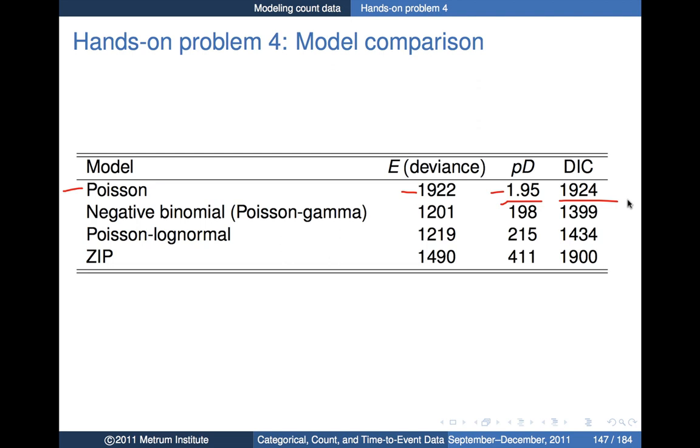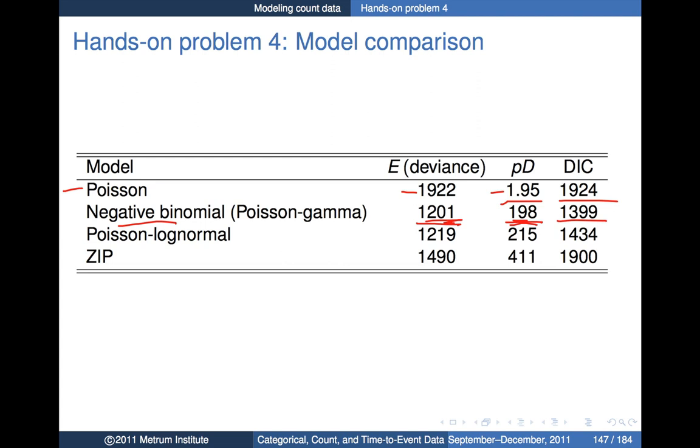So for our negative binomial model, you see a big drop in the expected deviance from that 1922. On the other hand, it's a more complex model, and we've got now that hierarchical model coming in from having the gamma mixture brought into this, and so the PD value goes way up. It's almost 200 in this case, but that's still well offset by the improved fit as seen by the deviance. So the DIC, or deviance information criteria, is still substantially smaller than the Poisson, so you get a clear winner for the negative binomial.